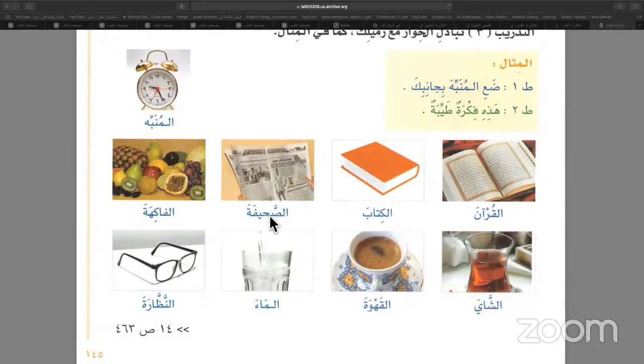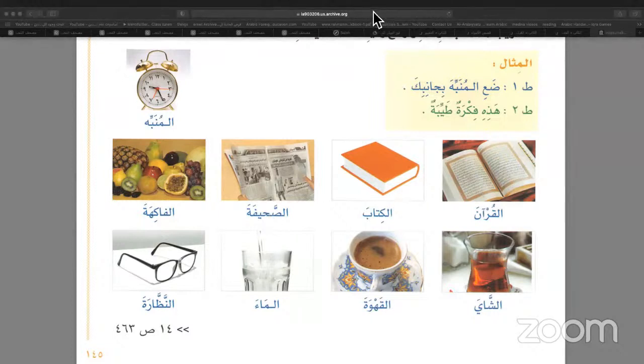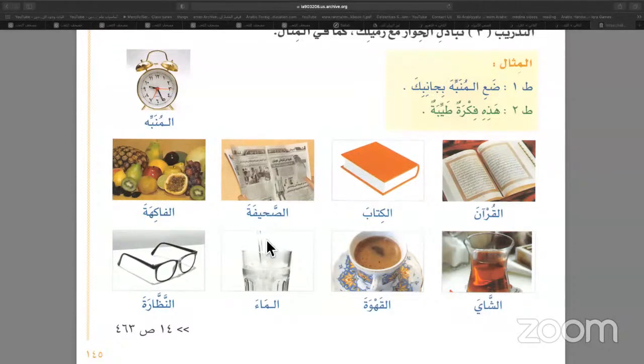ضع الصحيفة بجانبك. Okay, very good. All right. ضع الصحيفة بجانبك. What does that mean?